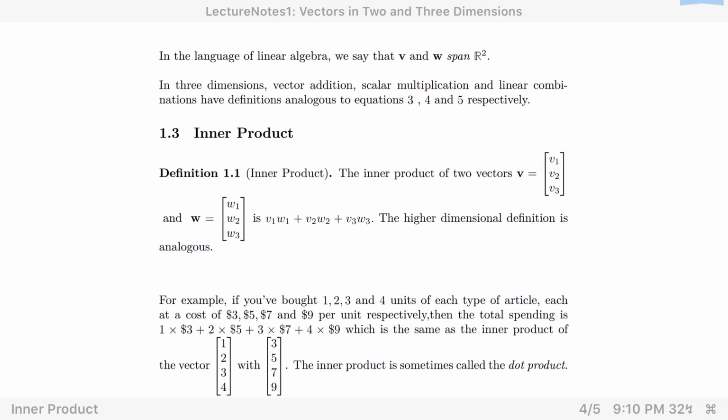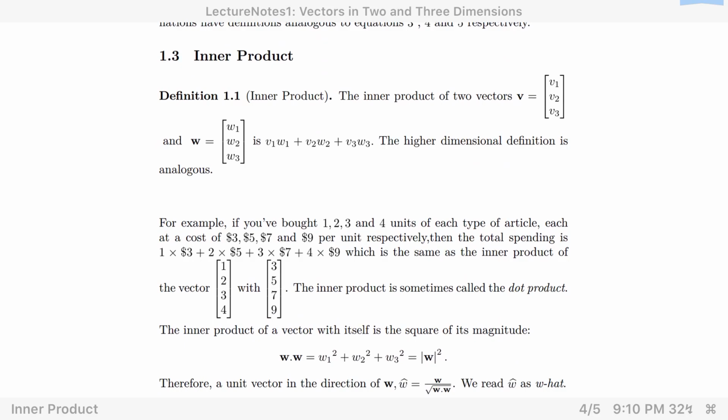So of course, the same ideas apply in 3 dimensions as well. We could talk about vector addition in 3 dimensions. We can talk about vectors having a scalar multiplication, and we can talk about linear combinations in 3 dimensions as well.